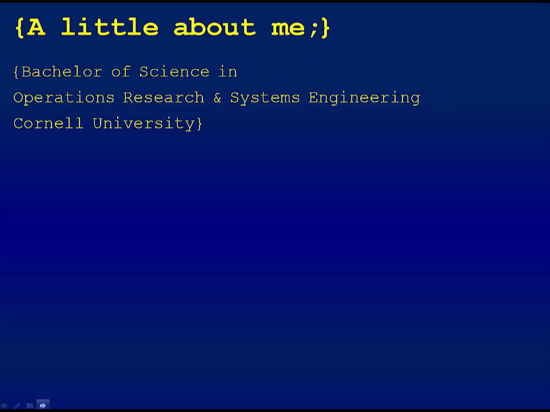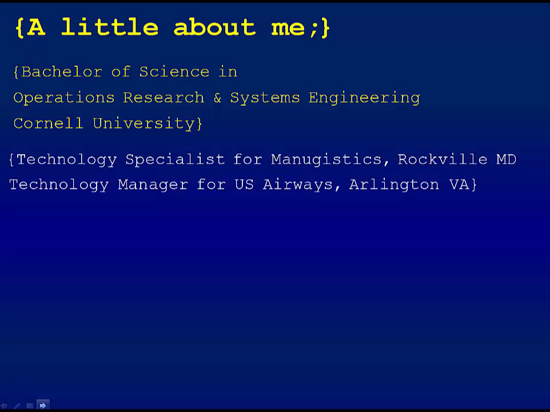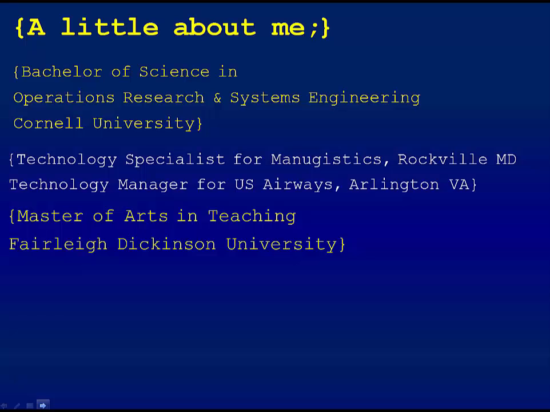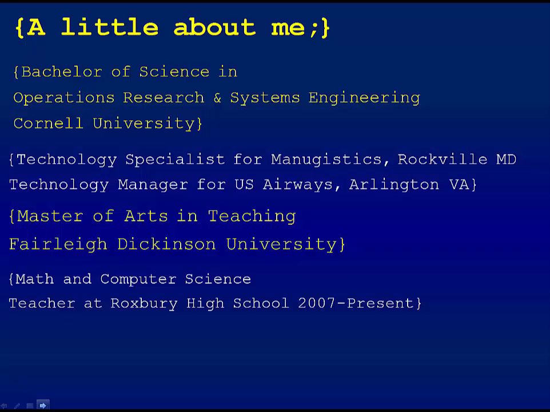I want to tell you a little bit about me before I get into the course. I have a Bachelor's of Science degree from Cornell University in Operations Research and Systems Engineering. I worked as a technology specialist for many years in the 1990s and early 2000s for a software company in Rockville, Maryland, and a major legacy airline in Arlington, Virginia, U.S. Airways. I then earned a Master of Arts in Teaching at Fairleigh Dickinson to become a math and computer science teacher, and I've been teaching here at the high school since 2007, and I've been teaching computer science since 2010, and I absolutely love it.